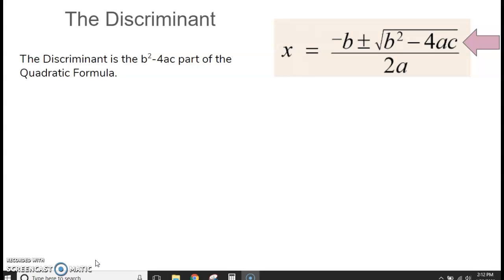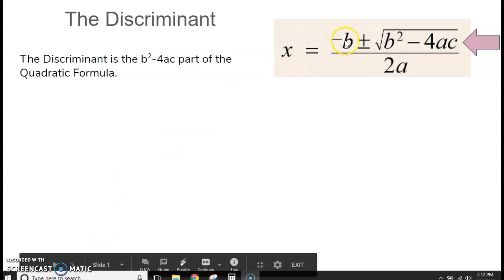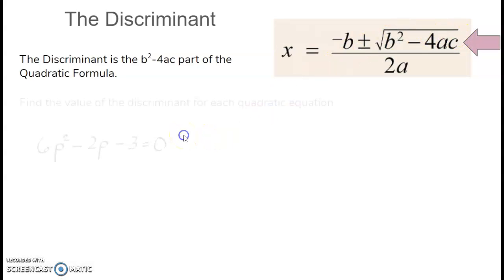This is our last topic for Chapter 8, and then after that we will do a review and then the test. And then we'll move on to other topics for the remainder of the year. So the discriminant is the b squared minus 4ac part found in the quadratic formula. And the first thing we're going to do is figure out how to work with this.